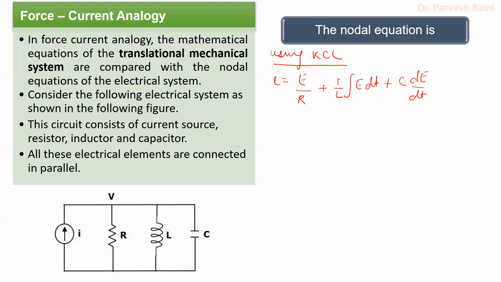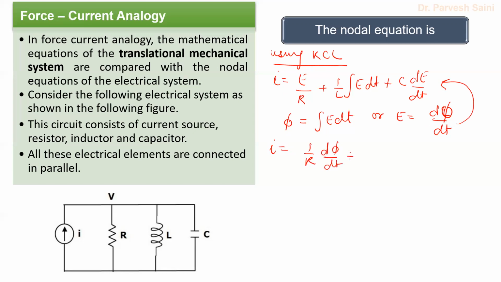Now in this particular type of system, the flux phi is the parameter which is related in this analogy. So phi is equal to integration E dt. If you rearrange this, you get E is equal to d phi by dt. Now if you substitute it here, I will be equal to 1 by R d phi by dt plus 1 by L phi plus C d square phi by dt square.